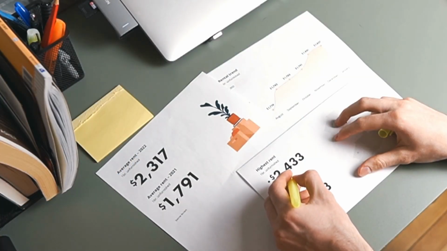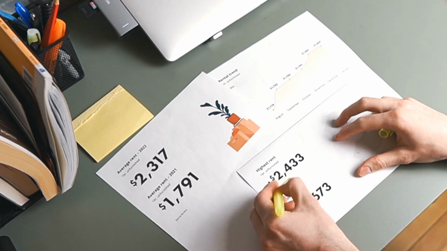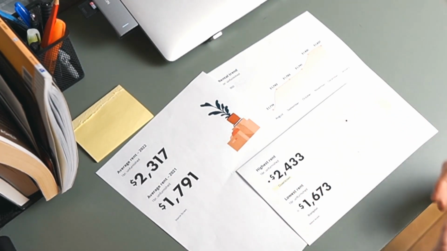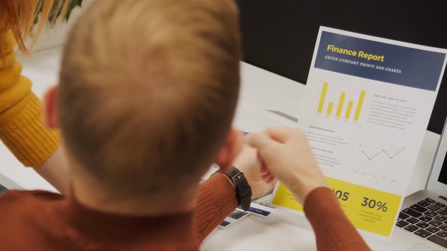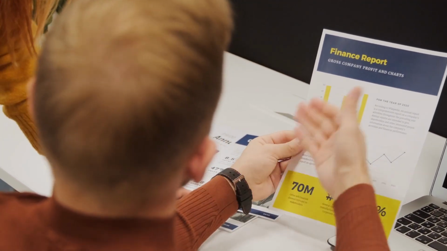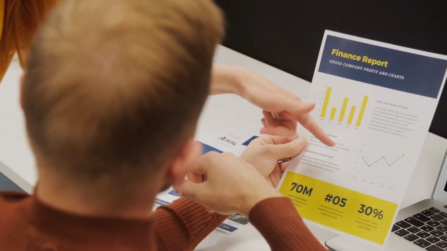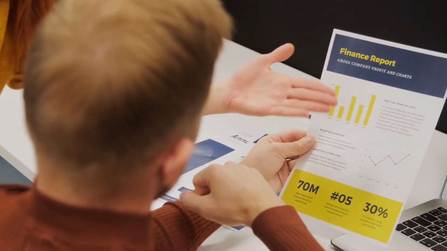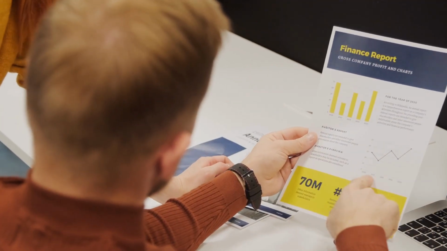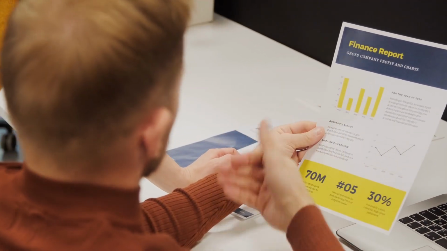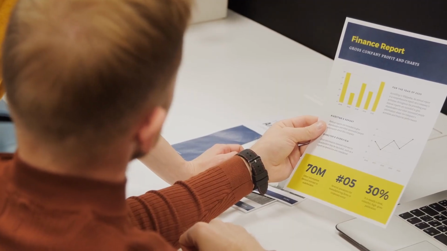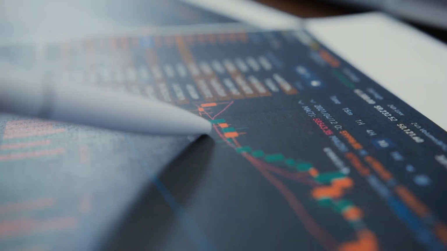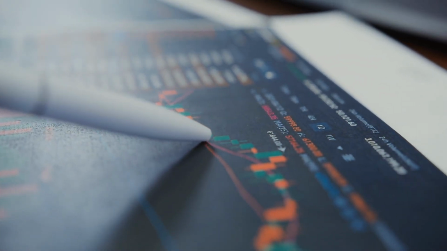Theme 2. Financial statements. The reports that tell the story. Now let's talk about the main reports companies produce. The income statement reports a company's revenues and expenses over a specific period of time, showing whether the business earned a net profit or suffered a net loss. A retail clothing store would use its income statement to see if it made more money selling clothes than it spent on rent, employees, and inventory.